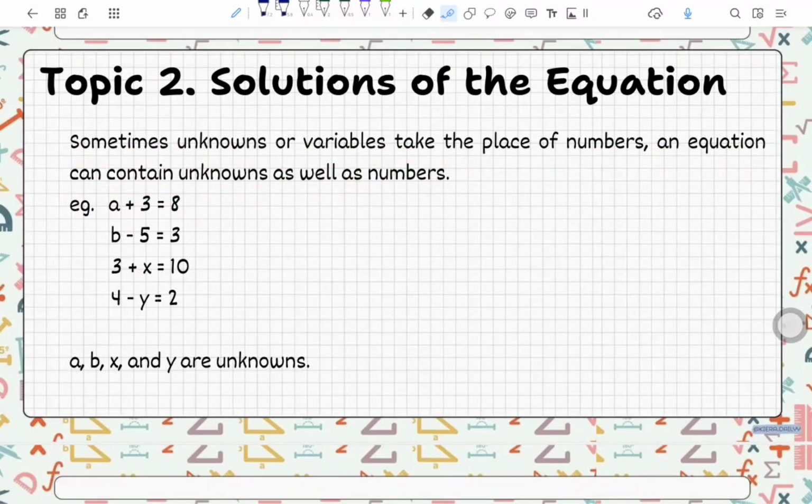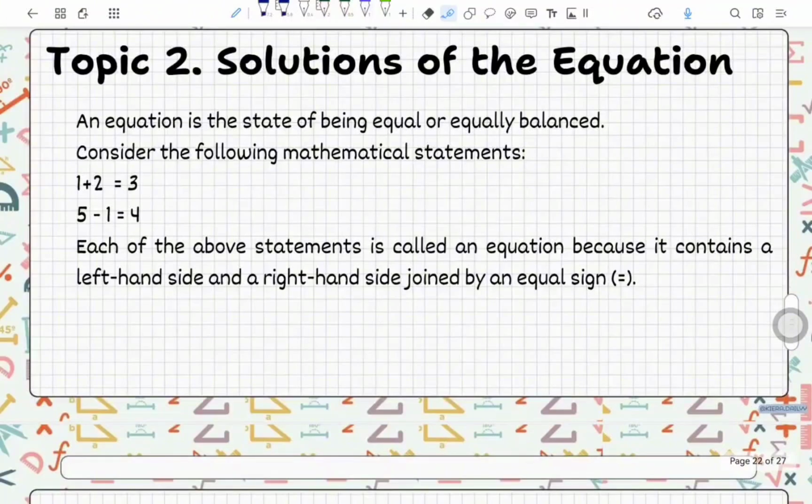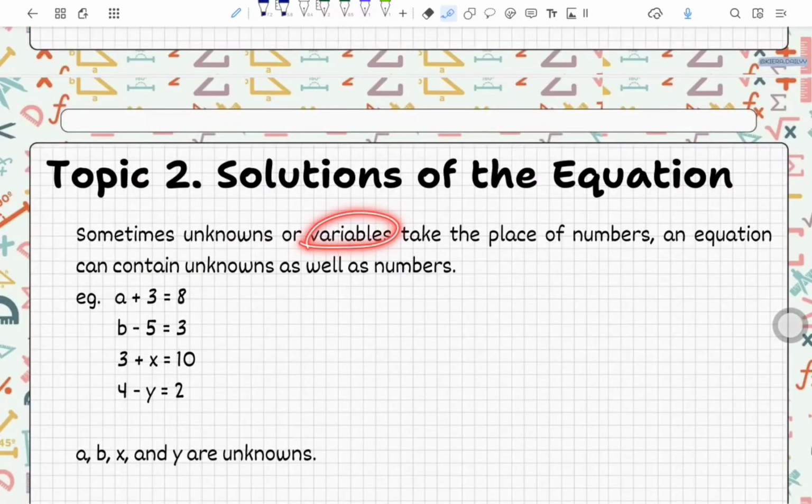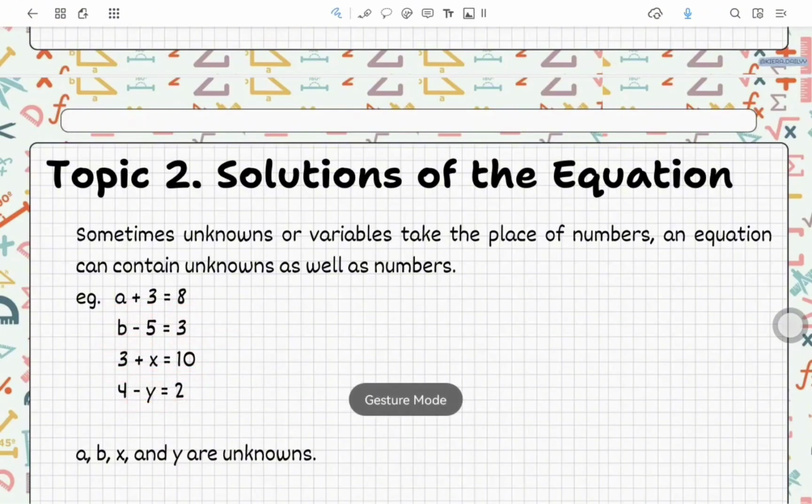So sometimes we cannot just use 1 plus 2 equals 3, 5 minus 1 equals 4. There are some instances where we can use unknown numbers, or what we call variables. So variable means numbers that we do not know and we represent them by letters. For example, a plus 3 equals 8, b minus 5 equals 3, 3 plus x equals 10, 4 minus y equals 2. So the letters a, b, x, and y, we call them your variables or your unknowns.